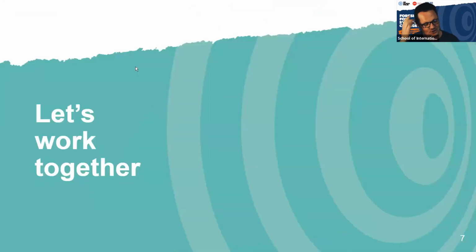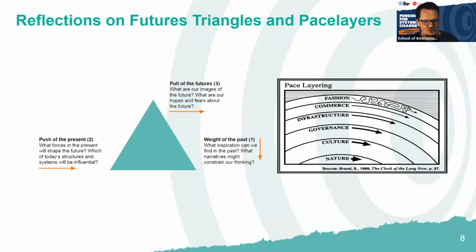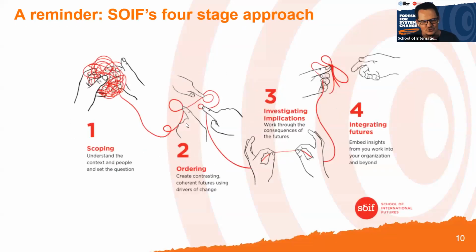You would remember we touched on the futures triangle and the pace layers. We would encourage you to go and revisit those. Some of you have already started using those in your own experiments or your group work. We are, as I said, getting into the first step of the 4-stage process today, really getting deeply into scoping. And so we're going to begin to understand how to scope a foresight experiment.